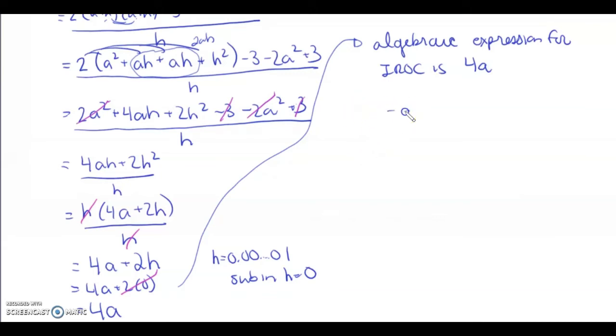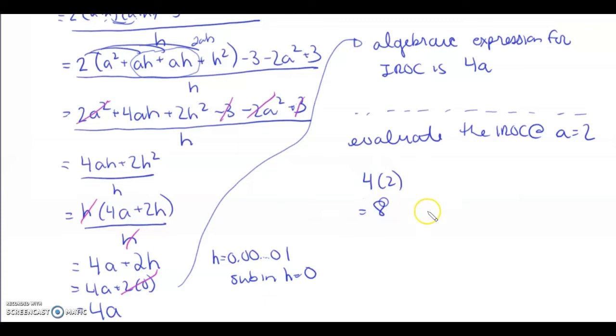Now the second part of this question asks us to evaluate the instantaneous rate of change at a equals 2. So what we're going to do is we're just going to sub in 4 times 2, which is 8. So therefore, at a equals 2, the IROC is 8.